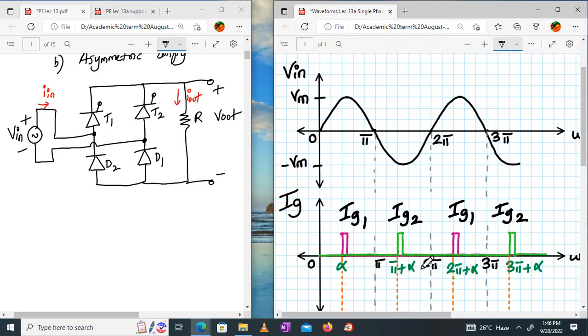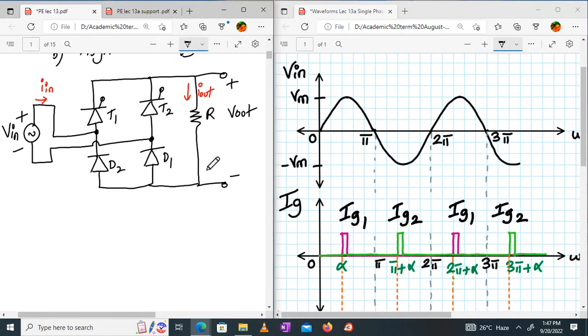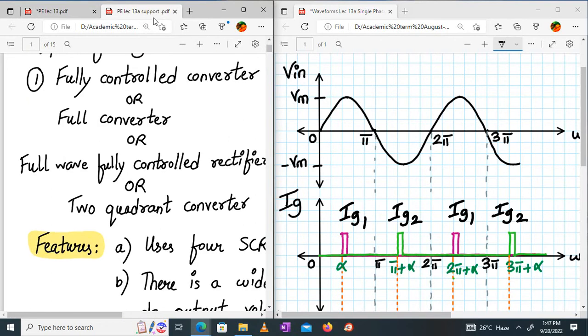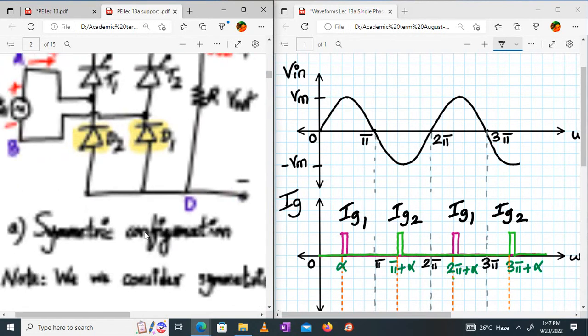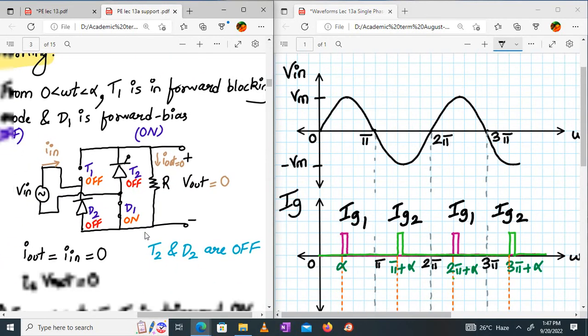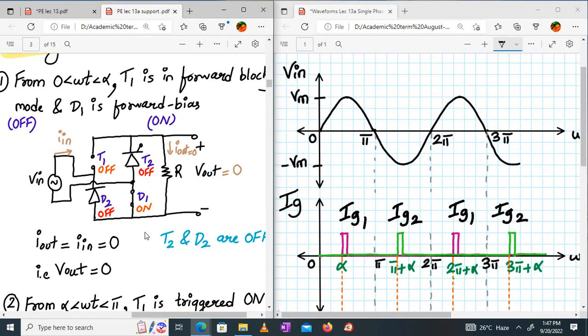If it is not synchronized, what will happen? You will get asymmetric peaks. You must have observed in your lab also while doing the practical. Okay? Can we begin with the explanation? Let me check if I have explained the various cases over here. Yeah, I have explained. So can we start?